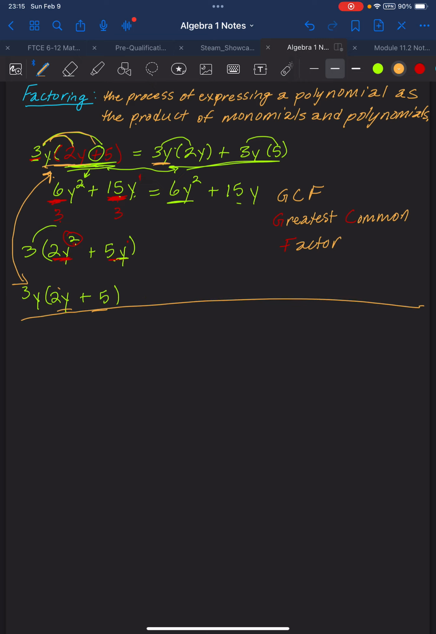Okay, so let's move on to some more examples. Let's do another problem. The next problem we're going to do is going to be 12a squared plus 16a.